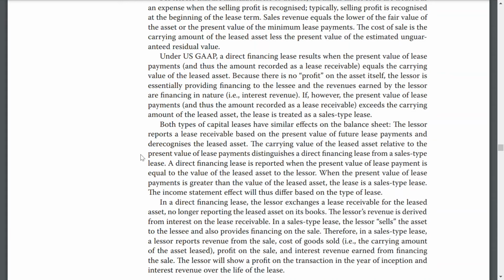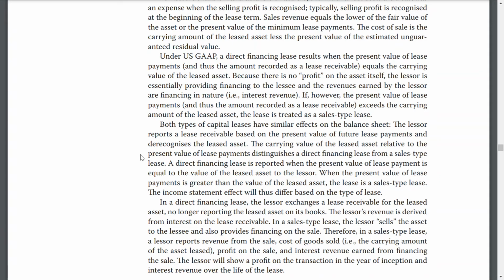Both types of capital leases have similar effects on the balance sheet. The lessor reports a lease receivable based on the present value of the future lease payments and derecognizes the leased asset. The carrying value of the leased asset relative to the present value of the lease payments distinguishes a direct financing lease from a sales type lease. A direct financing lease is reported when the present value of lease payments is equal to the value of the leased asset to the lessor. When the present value of lease payments is greater than the value of the leased asset, the lease is a sales type lease.